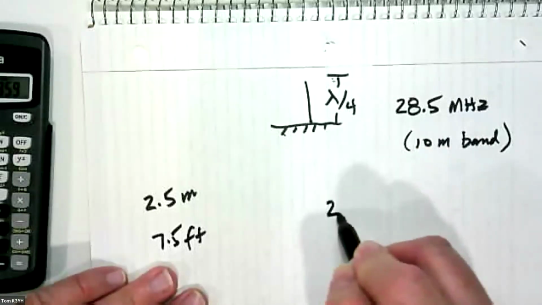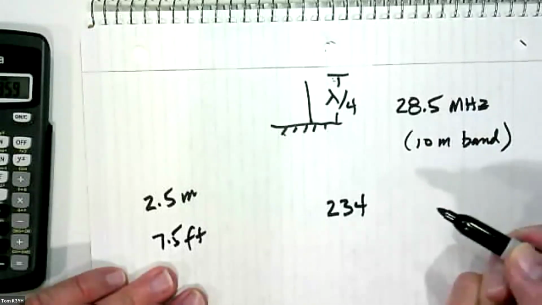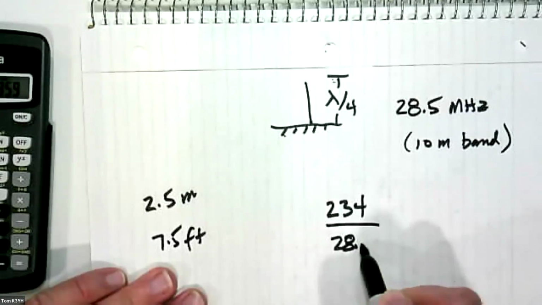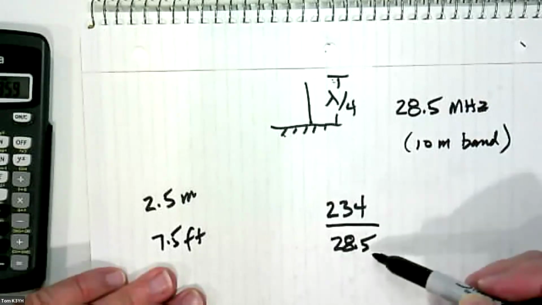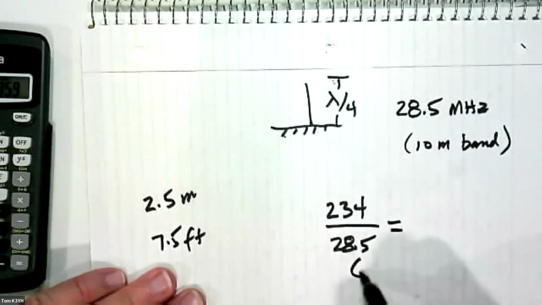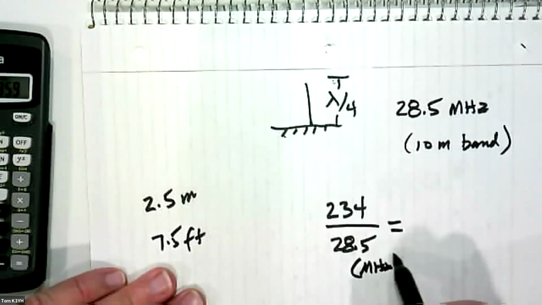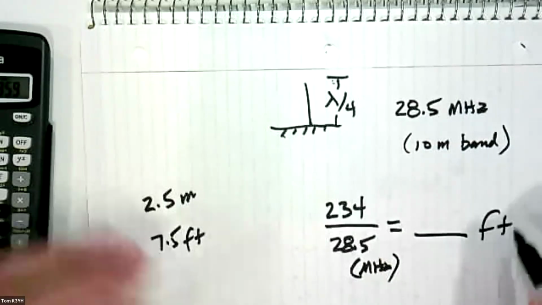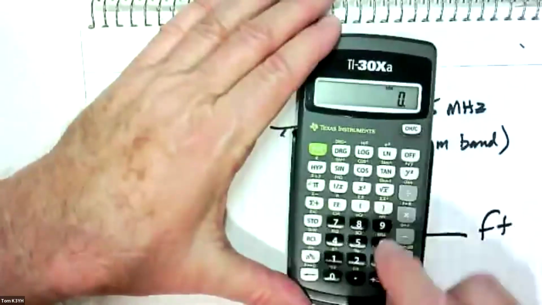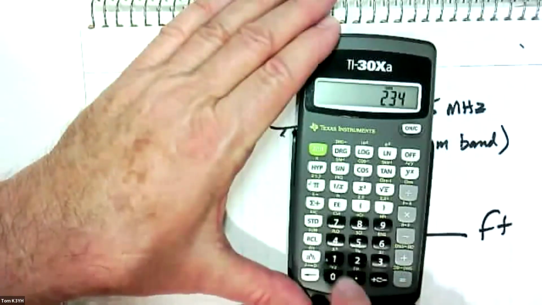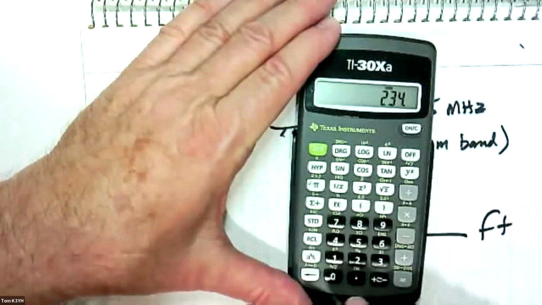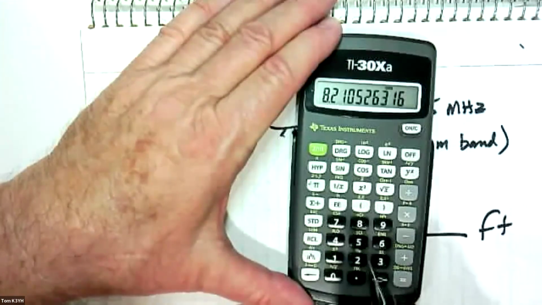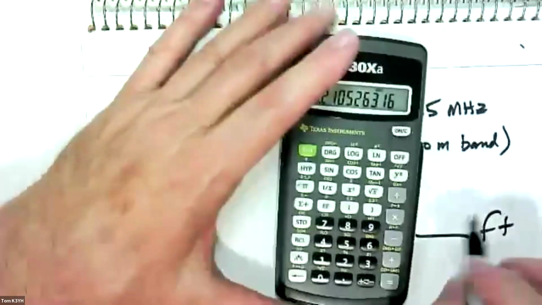Remember, quarter wave, so it's 234. Don't use the number in the book. Use 234 divided by 28.5. 234 divided by the frequency in megahertz. Don't convert it. Just remember it's got to be in megahertz. Equals how many feet? 234 divided by 28.5. So this is 8.21 feet.